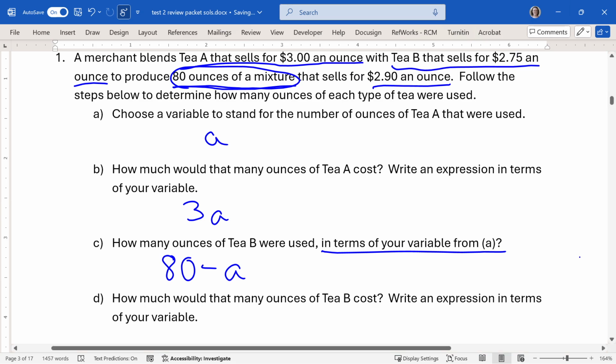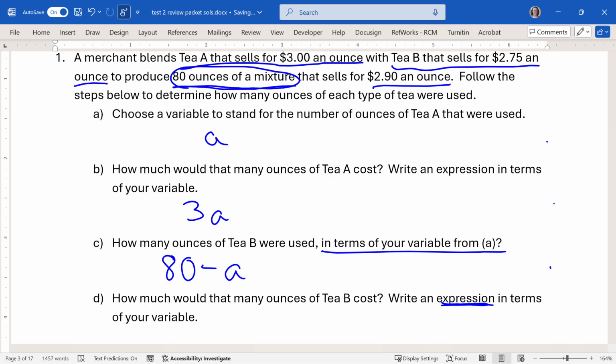Okay, so then for part D, we want to know how much would that many ounces of TB cost? And we're writing an expression in terms of the variable again. By the way, I keep saying expression here. This is so you don't accidentally write an equation. So none of these things here are equations. These are expressions that we're going to then put into our equation later. Okay, anyway, so how much would that many ounces of TB cost?